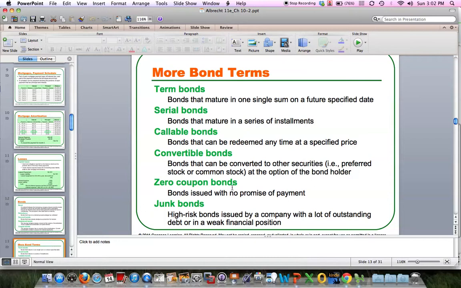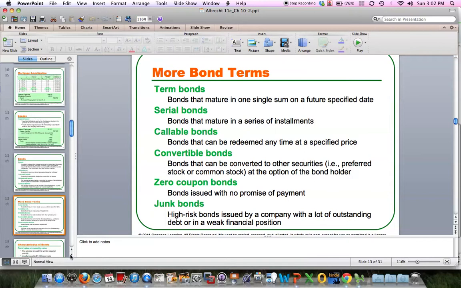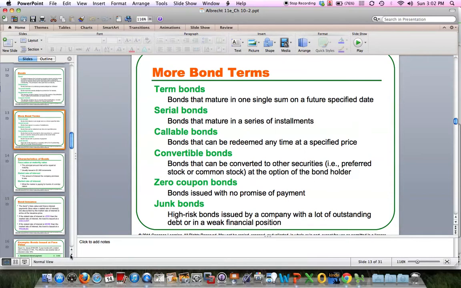A zero coupon bond is a bond issued with no promise of periodic payment. Instead, basically, they're sold at a deep discount, and then principal and interest is paid all at once when the bond matures. A junk bond is a high risk bond issued by a company with a lot of outstanding debt or in a weakened financial position. So whoever buys that bond is taking on significant risk that the money lent will never be paid back, the risk that interest will not be received, and so on also. Okay, so junk bonds or riskier bonds.